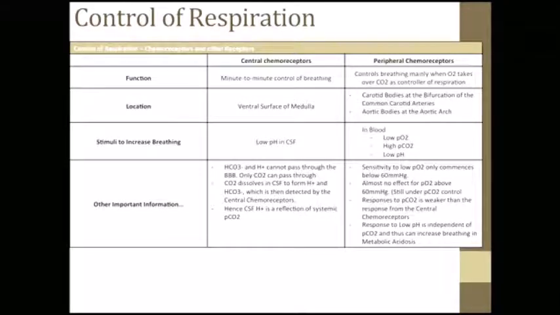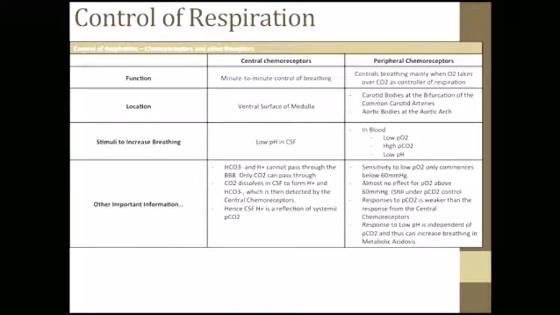Control of respiration. So you have your central and your peripheral chemoreceptors. Central chemoreceptors control minute-to-minute control of breathing, and they increase breathing in response to low pH in the cerebrospinal fluid. This is important to note: low pH in cerebrospinal fluid.